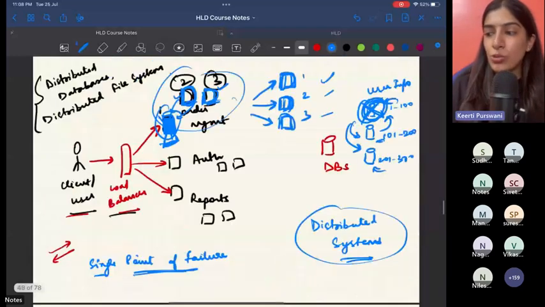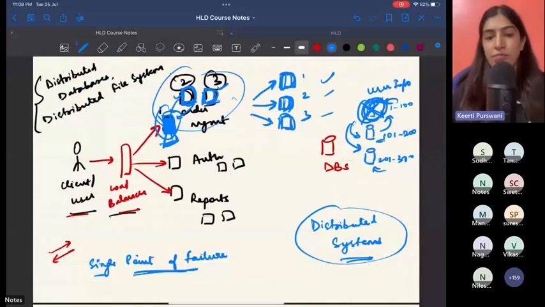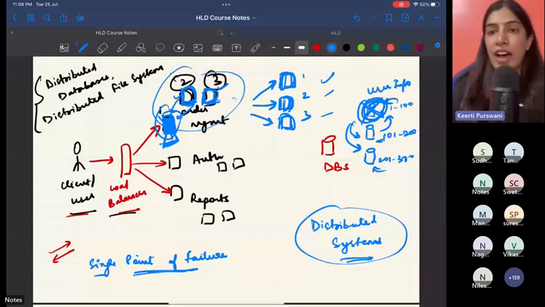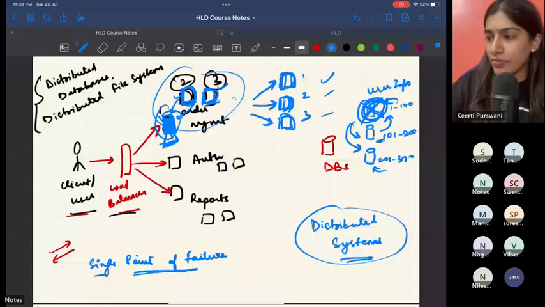So we started with distributed systems. We understood that there are different parts of the systems. We need to have replicas of, say, servers, databases, and different components of the system. Then what did we do?